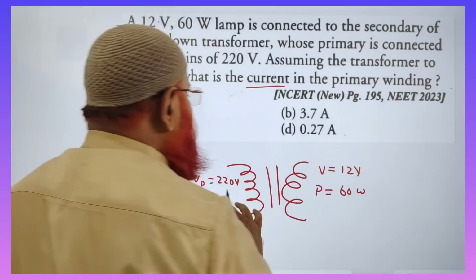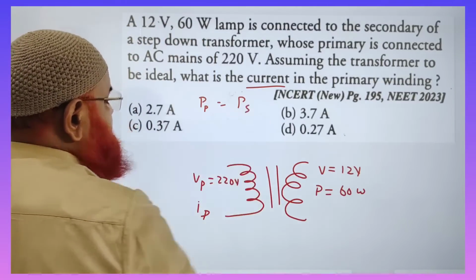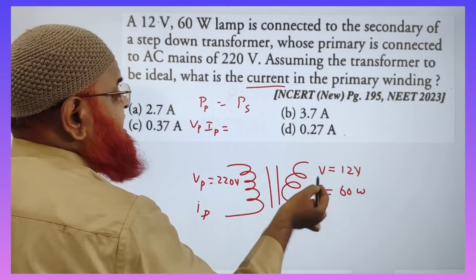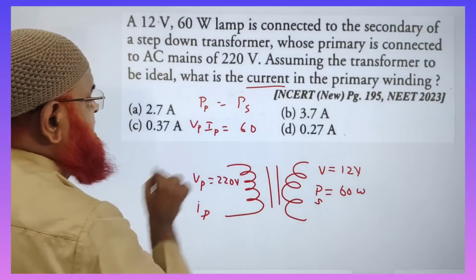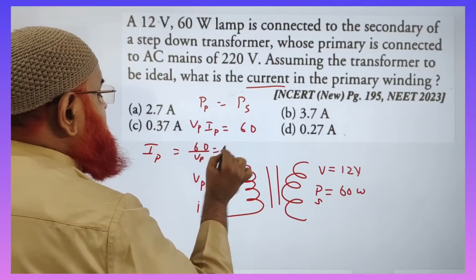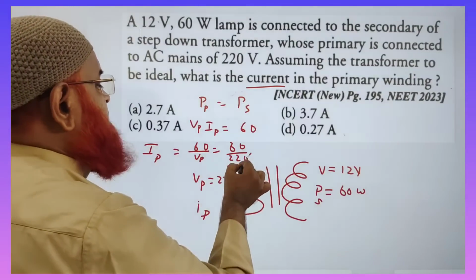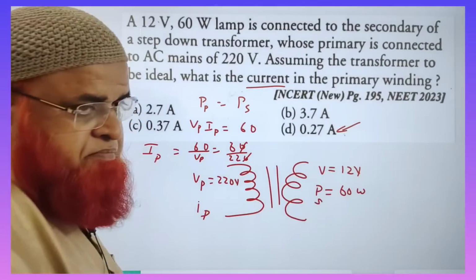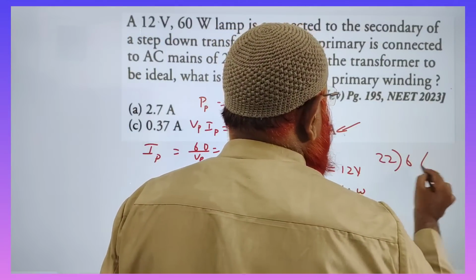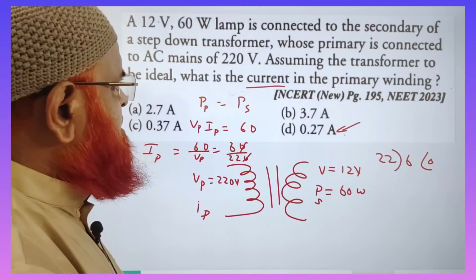So you all know, ideal transformer means power at the primary will be equal to power at the secondary. So Vp Ip is equal to, need not write directly, power at the secondary, which is 60. So I primary is equal to 60 by V primary. So 60 divided by 220. Am I right or not? If you do 60 divided by 220, you will get 0.27. Understand or not? If you want, you can do it and check.